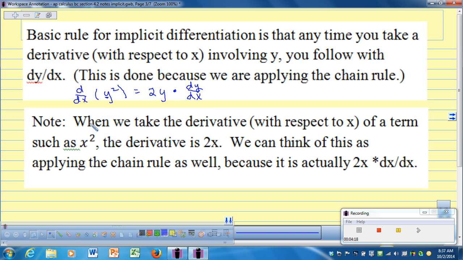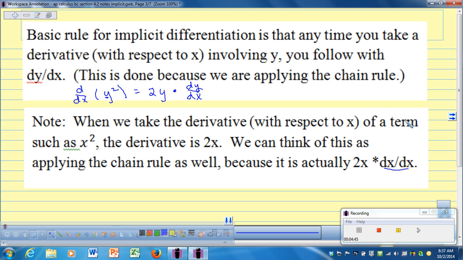Okay? All right, and then when we get into this, students often ask, when we take the derivative with respect to x of a term such as x squared, the derivative is 2x. Why are we not writing dy dx or dx dx after that? Well, what is dx dx? Just 1. So really, you could write it every time if you wanted to, but we're just multiplying by 1, so there's no need. Okay?